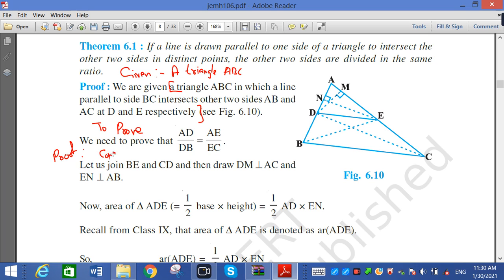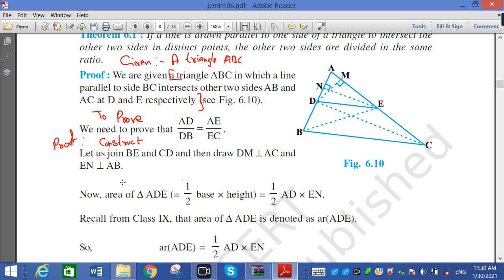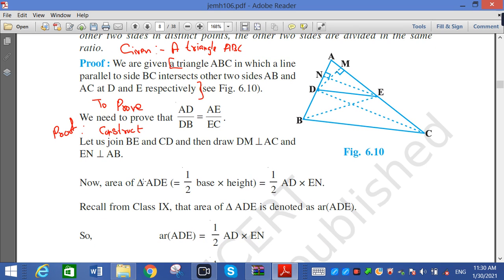Proof. So here we start the proof. First of all we have to construct. Let us join BE and CD. Then draw DM perpendicular to AC and EN perpendicular to AB. Now we know the area of a triangle. If you see, there are two triangles. One is ADE, and here again there is an altitude.